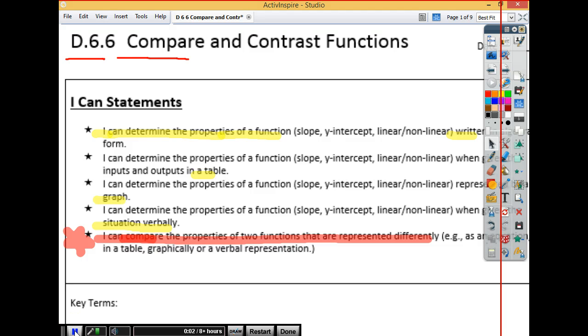6.6, compare and contrast functions. And this is the last lesson in Unit 6. It's a shorter unit. So being the last unit, compare and contrast functions. We already know these I-can statements right here. We already know how to do these. We have been doing them.